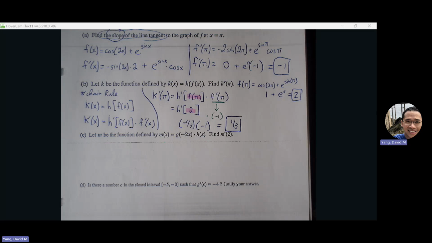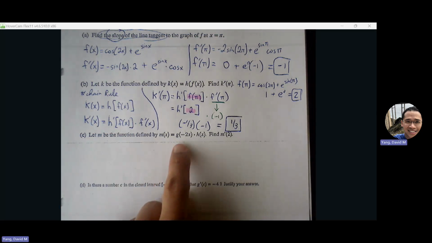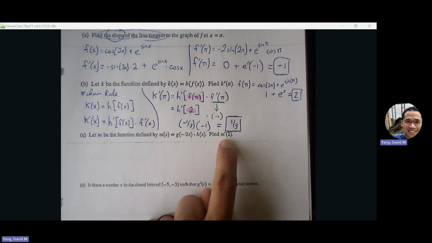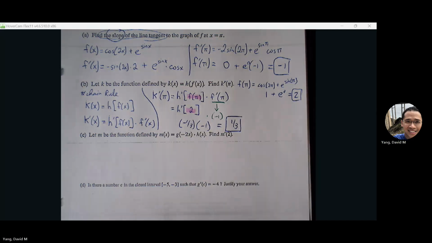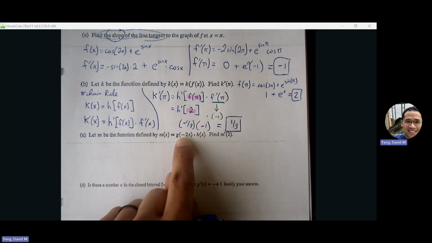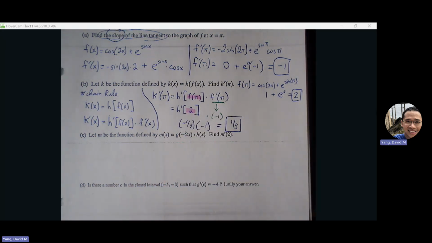Part C, let m be the function defined by m of x equals g of negative 2x times h of x. Find m prime of 2. Before I can find m prime of 2, I first have to find what? Or what would your first step be? Would you just plug 2 into m of x and get m prime of 2? We have to find the what?